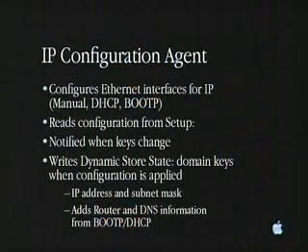Anytime the user goes into the control panel and changes a key, the IP configuration agent wakes up and applies the new config to the system. Once it's configured an interface, it writes the dynamic store keys to indicate that it's done its configuration and the configuration is active. In particular, it writes the IP address and subnet mask, and for BOOTP and DHCP, it supplies router and DNS info.